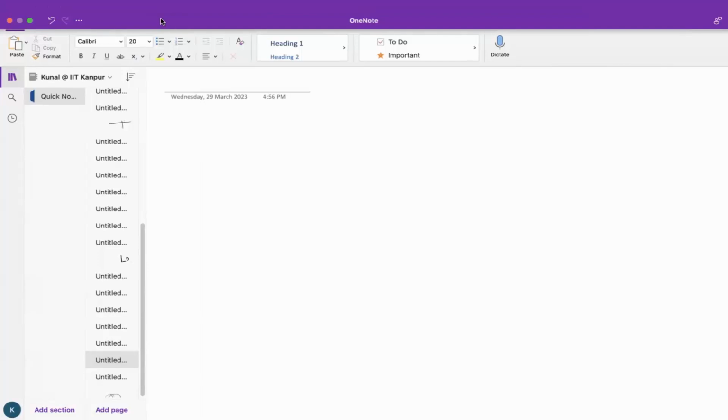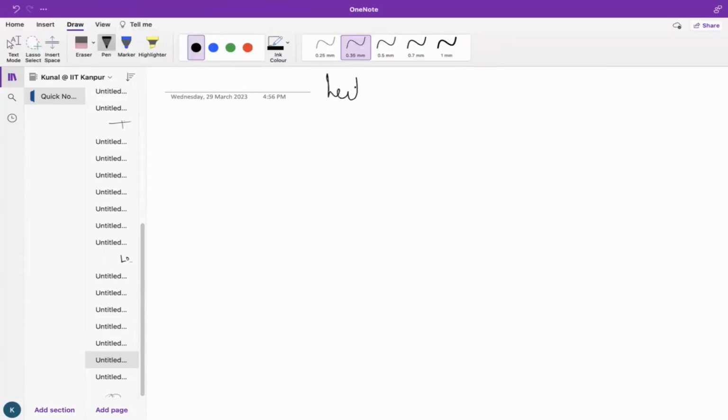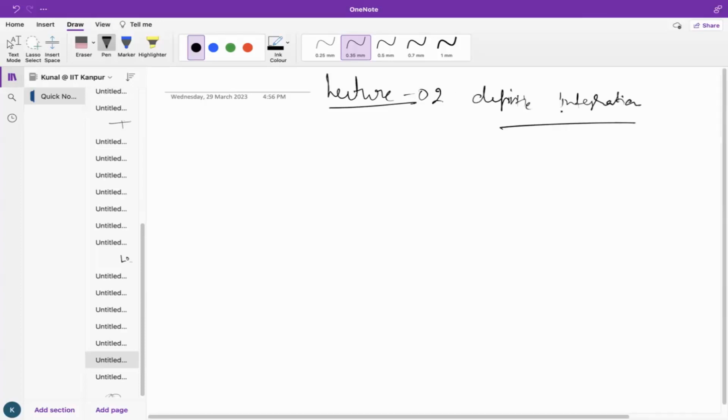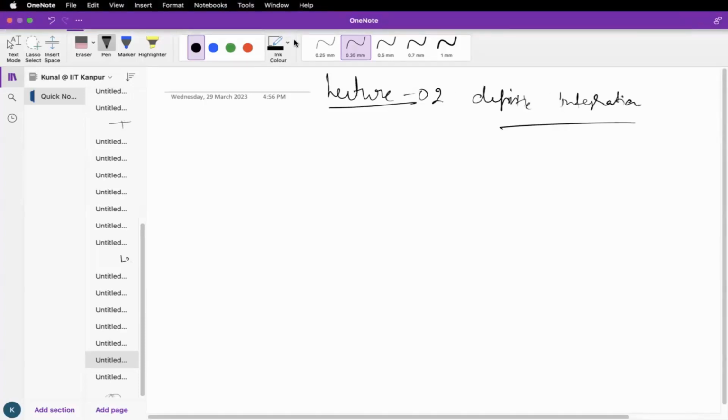Today we are going to learn some new properties and mostly the Wallis formula. Today is our lecture 2 of definite integration. So let's start the lecture.